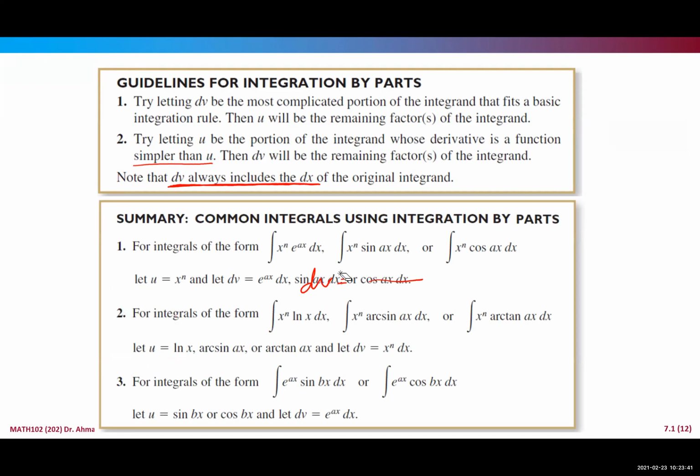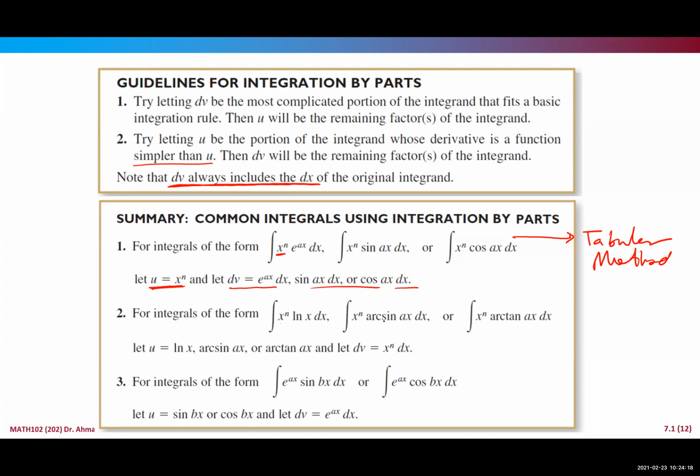We have several types of integrals that we can use integration by parts with. When you have an integral like this, a power function multiplied by an exponential, or a power function with trigonometric sine or cosine, then always let u equal x to the power n and dv be the other, remaining part. And in this case, you can use the tabular method.